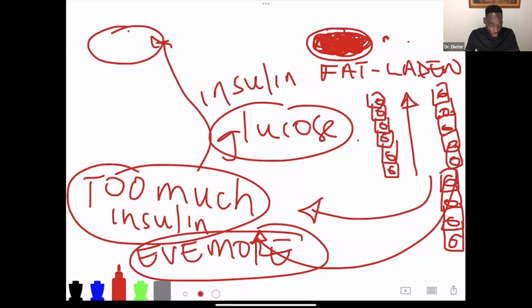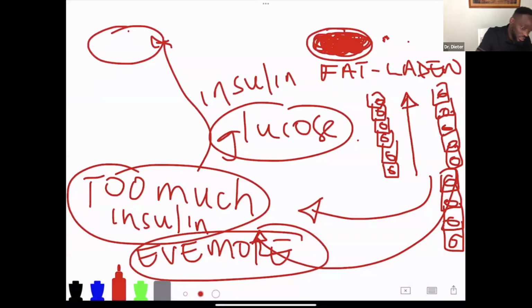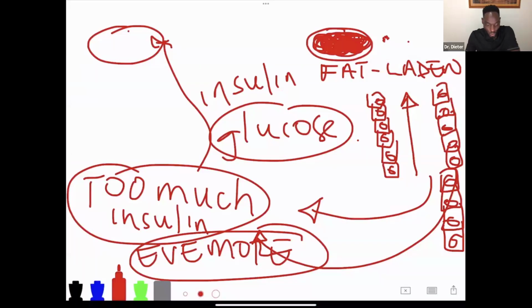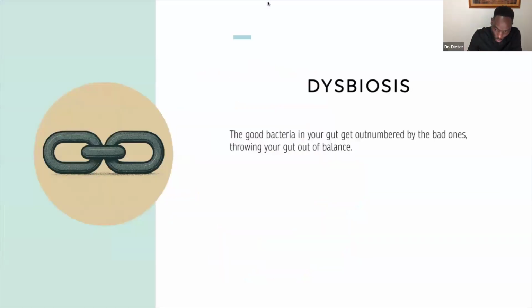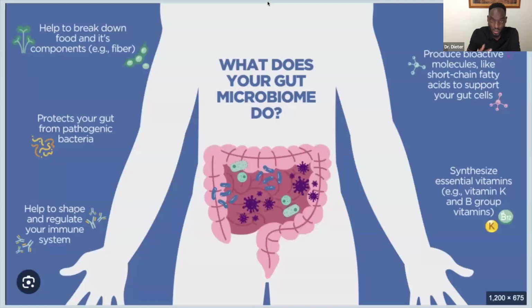So that's how you develop insulin resistance: by too much fat or too much insulin. Now that you understand that, let's talk about the second part, dysbiosis. What is dysbiosis? Before I explain what dysbiosis is, which is the same thing as microbiome dysfunction, I want to explain to us what the microbiome is.